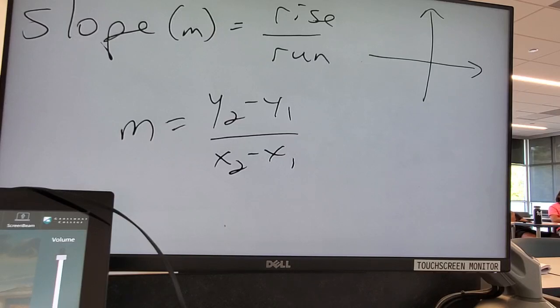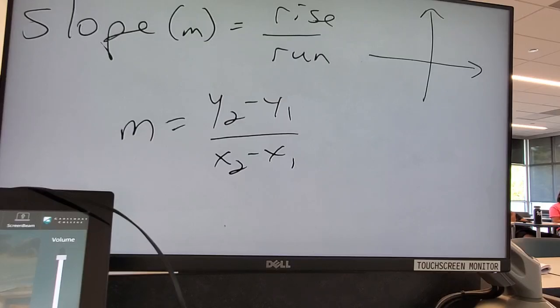Now, why do we have these subscripts? Because if you do one in the wrong order, your slope will be the opposite sign of what it's supposed to be. That's the only reason we did that. If you pick this y and that y, you better pick this x and this x. You have to go the same way. Okay.